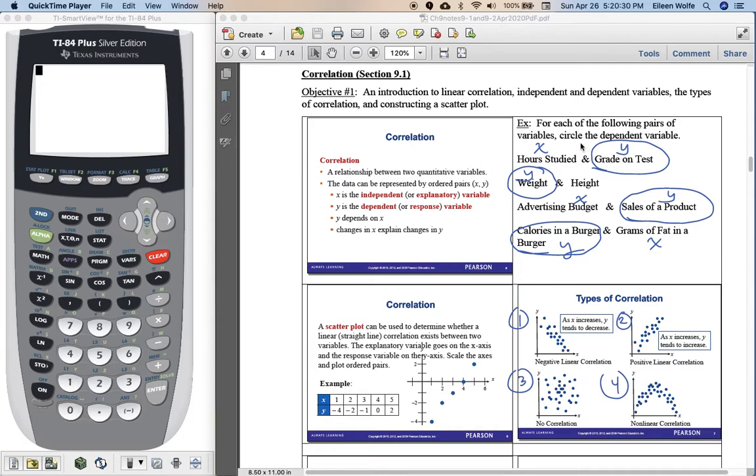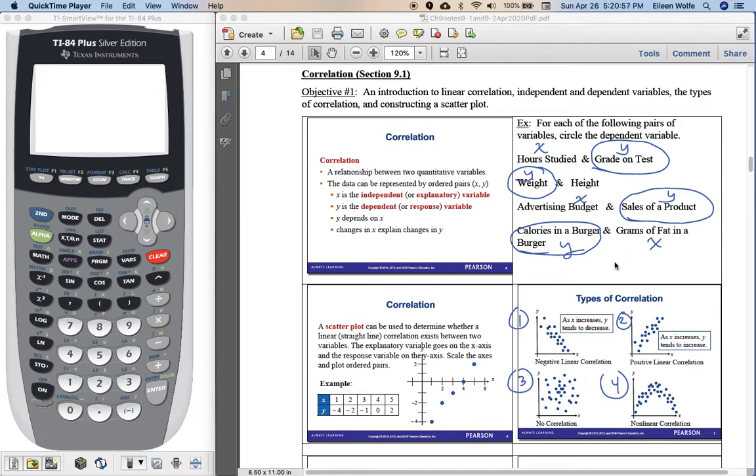Again, why would I ask you to do this? It's important in modeling and relationships to know what depends on what. So in each of these pairs, grades depend on hours studied, weights depend on heights, sales of a product depend on how much was spent in an advertising budget, and calories in a burger might depend on the fat grams in the burger.